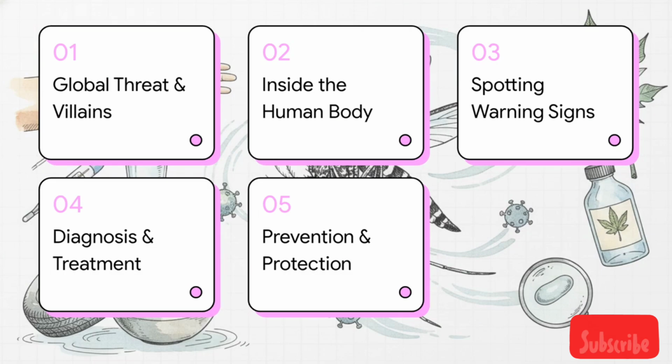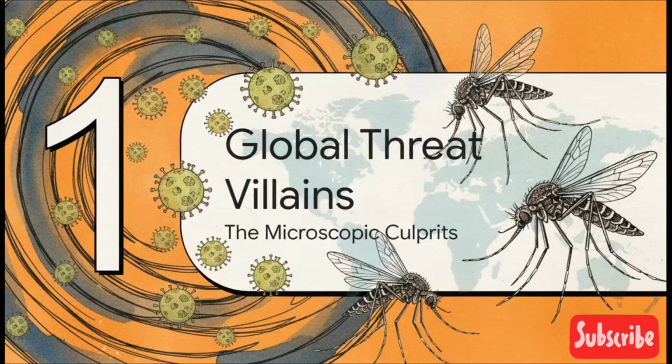So here is our roadmap for today. We'll start with the global threat and the villains behind it. Then we'll go inside the human body to track the patient journey, followed by how to spot the crucial warning signs. After that, we'll tackle diagnosis and treatment, and we'll wrap things up with prevention and protection. All right, kicking things off with Section 1, the global threat and the villains.